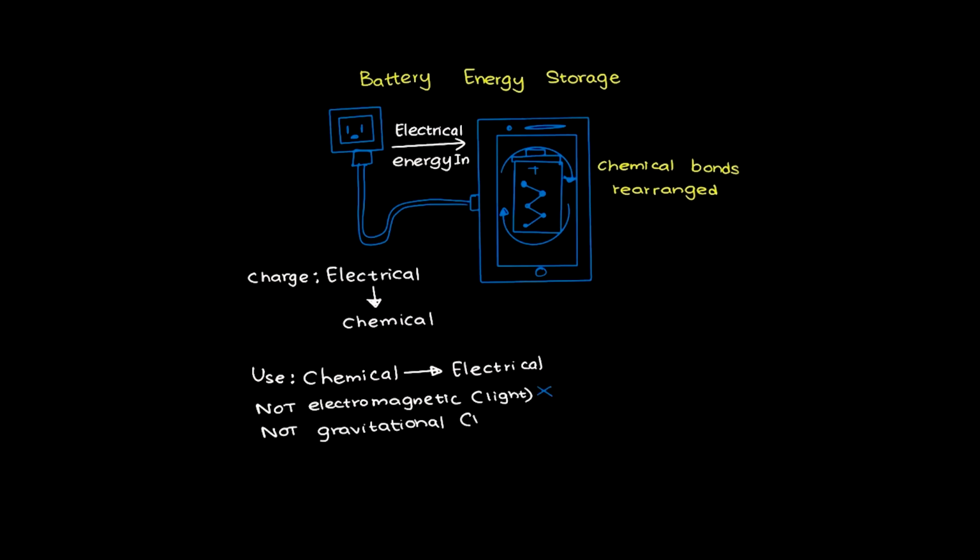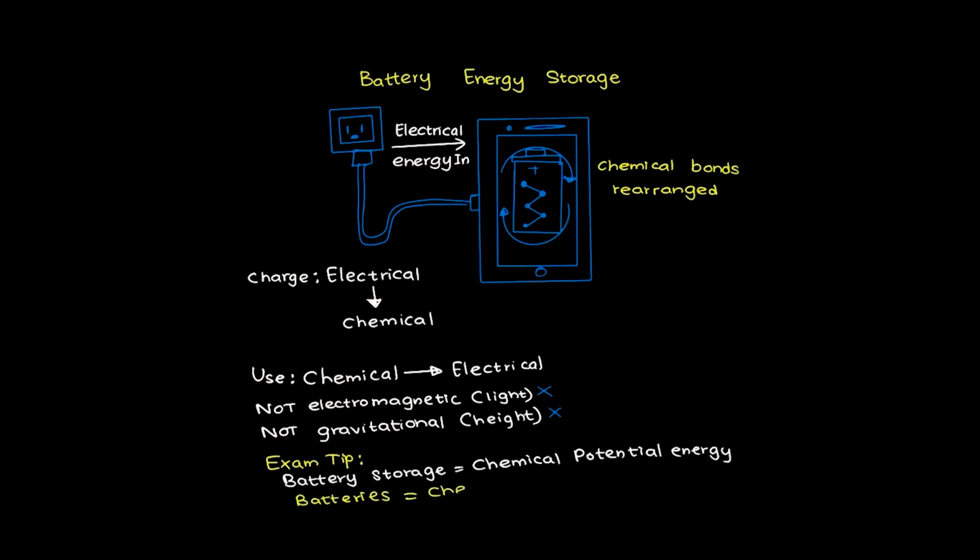Here's a WGU C165 OA exam tip for you. Batteries store chemical potential energy in their bonds. Any question about energy stored in a battery points to chemical PE. Quick recall hook. Batteries are chemical. Charging rearranges bonds to store energy.